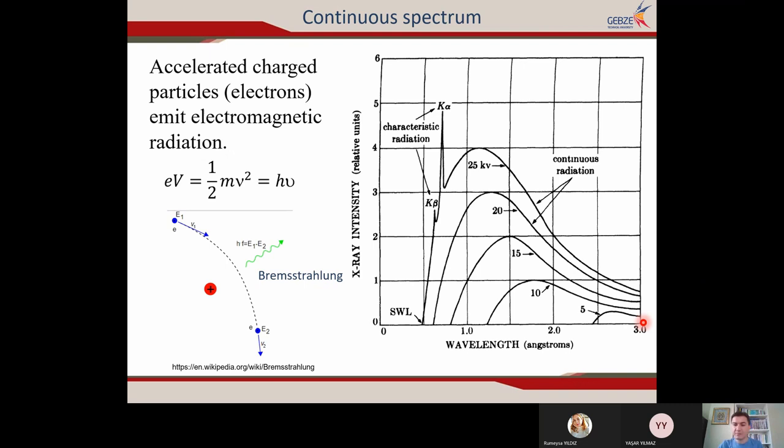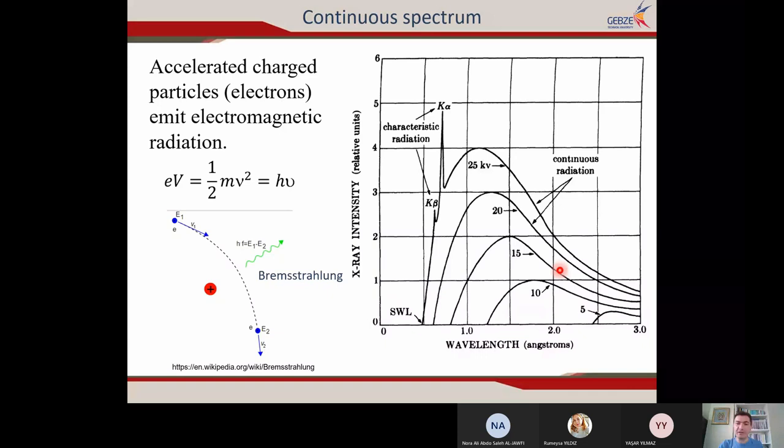If you increase the voltage between the cathode and anode to 10 kilovolt, what do you see? The number of X-rays is increased and we have a much broader continuous spectrum compared to the 5 kilovolt condition. If you further increase the high voltage between anode and cathode, we have more X-rays compared to 10 kilovolt, and we have a broader continuous spectrum.